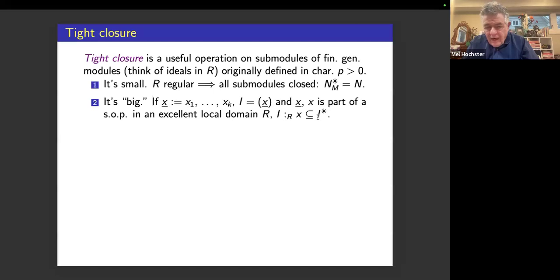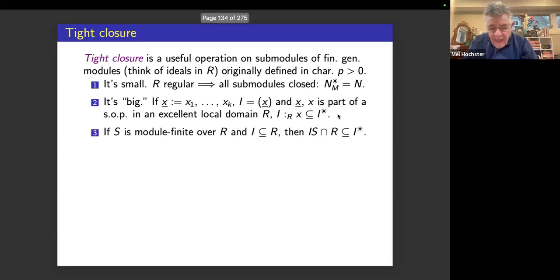So this fact turns out to be an extremely powerful tool that captures colons. And it also captures the extra elements you get if you take a ring S that's module finite over R, expand I to it, and then contract it back to R. That's what you get inside the tight closure. And in fact, I'll come back to this. Pretty often it's equal if you allow every choice of S.